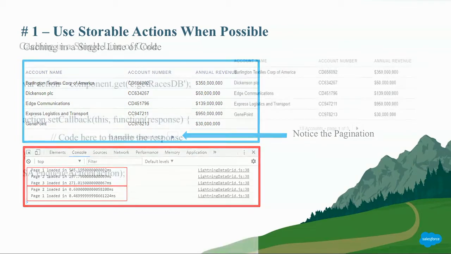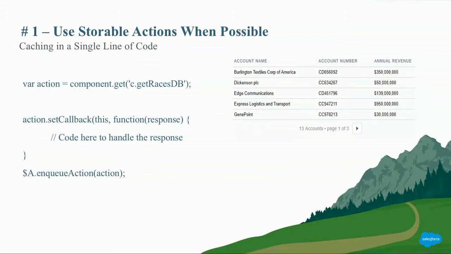And to get that, all you have to do, for instance, this is the code that was used to render that list back there. You basically have an action that gets sent off through an asynchronous process, and then you have a callback to handle the response, and you enqueue that action. Well, to get that storable action, that's it. One line of code, right there. That's all it took. And then I got all the benefits of all that page loading built right in. So that's a great feature to know about and use if possible, if it warrants.